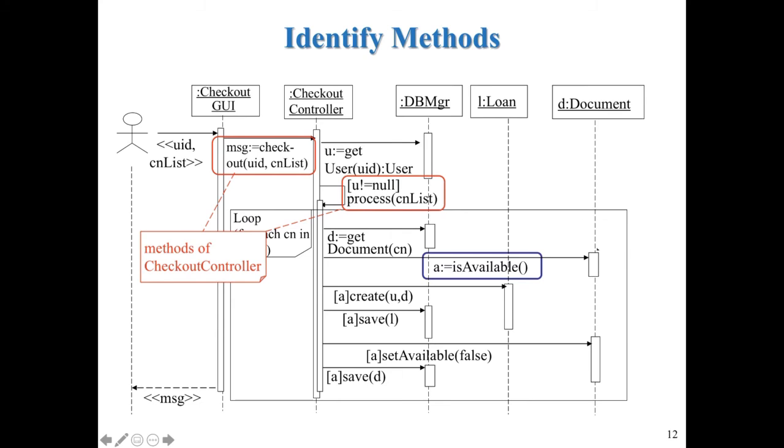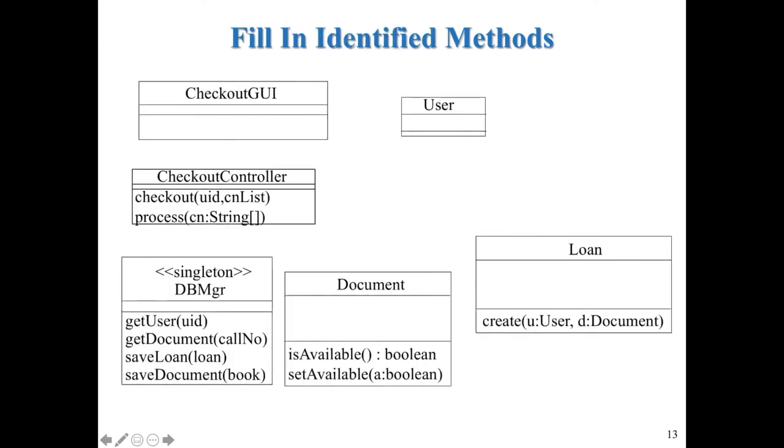Okay, is available belongs to the Document class. Set available also belongs to the class. Yeah, it's written as methods of Document. So once you identify all the methods, fill them in your DCD. In the first step of the DCD, you just identified the classes. Now you are putting all the methods inside the classes, and you know that the methods are placed in the lowest third part of your class. Each class has three parts, so the lowest part is the place for your methods. So you put your methods here.